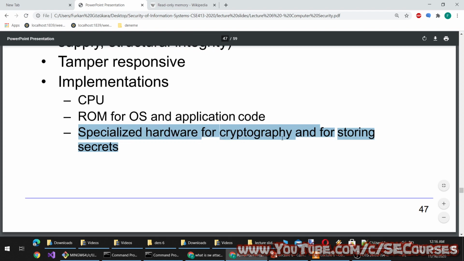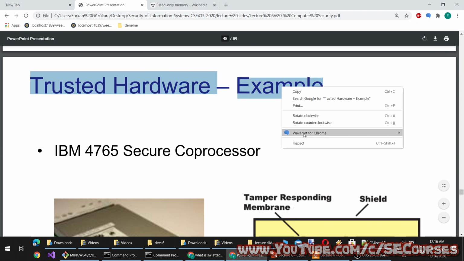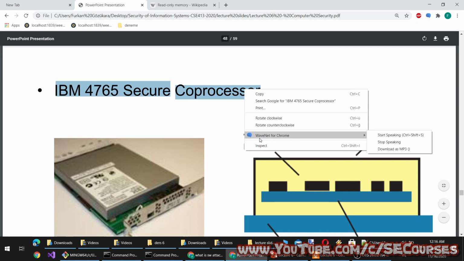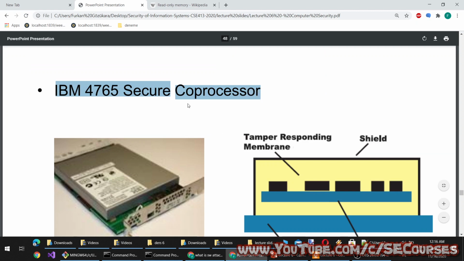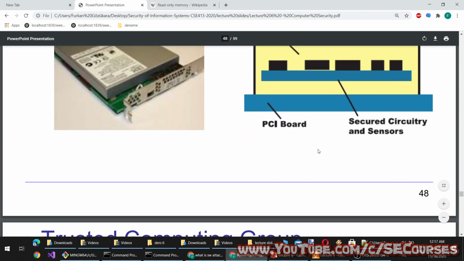Specialized hardware for cryptography and for storing secrets. Trusted hardware, example: IBM 4765 Secure Coprocessor. Okay, so it is a coprocessor, as you can see. Tamper-responding membranes, shields, PCI board, security circuitry, and sensors.